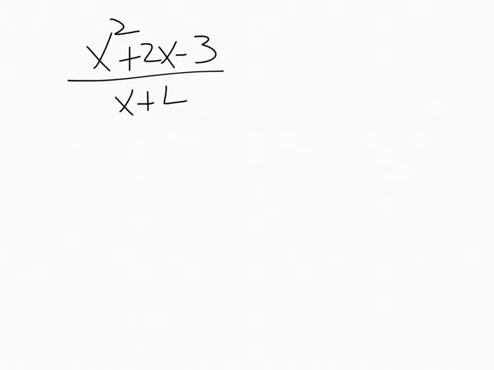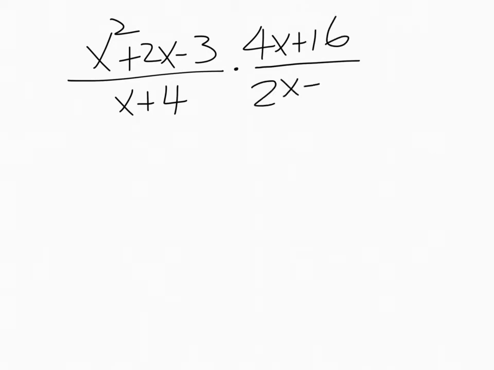Question number 2. You have x squared plus 2x minus 3 divided by x plus 4, multiplied by 4x plus 16 divided by 2x plus 6.